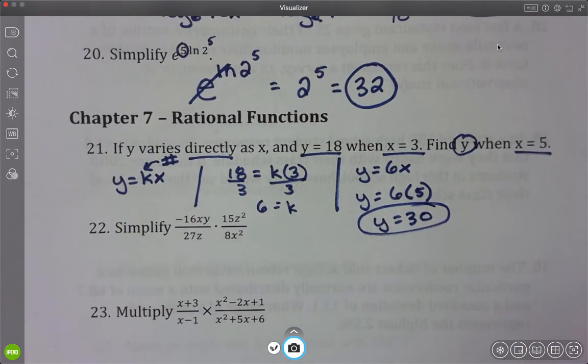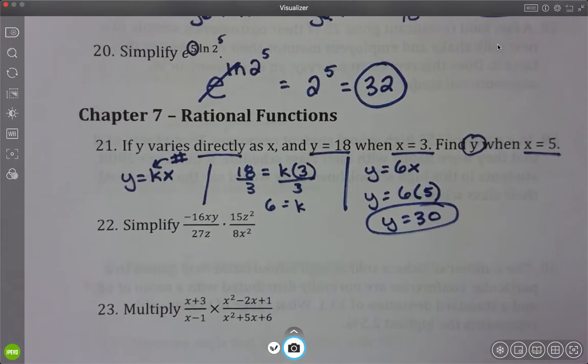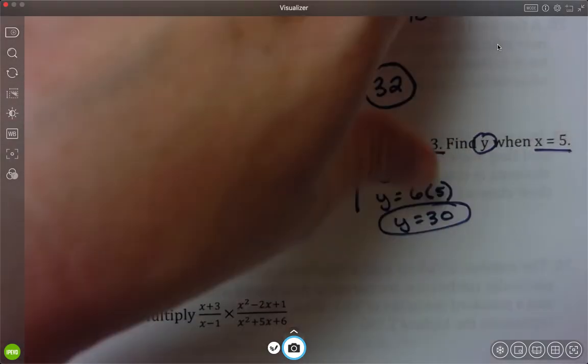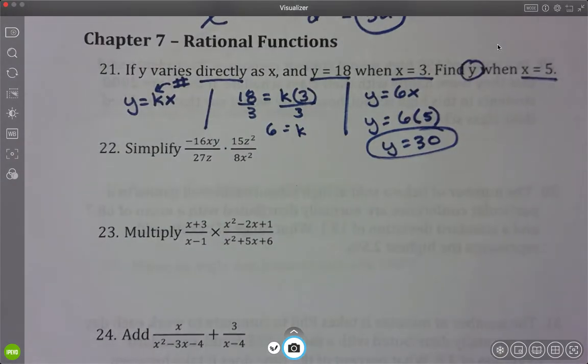Okay? All right, now we got a lot of exponent stuff going on next. We spent days and days and days on this, I remember, in class. So hopefully that kind of stuck with you a little bit.